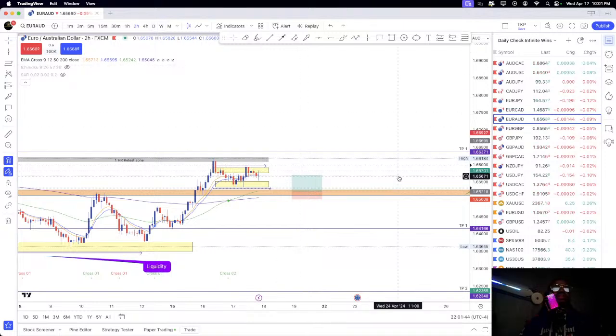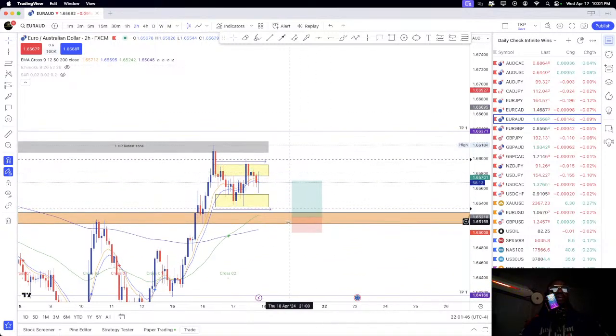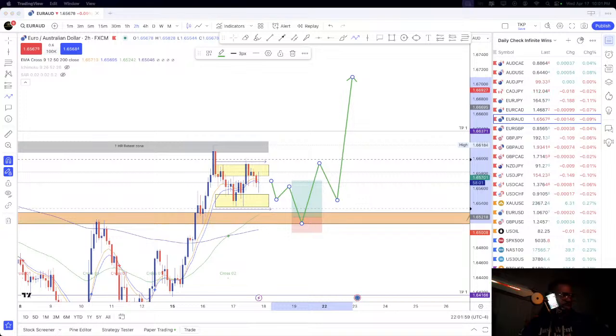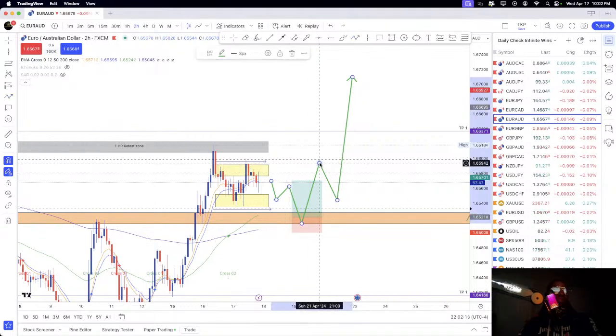If price does not reject at this area to give us a continuation of this uptrend, meaning if it does not pull here and come back up, then we'll wait for a break beneath.